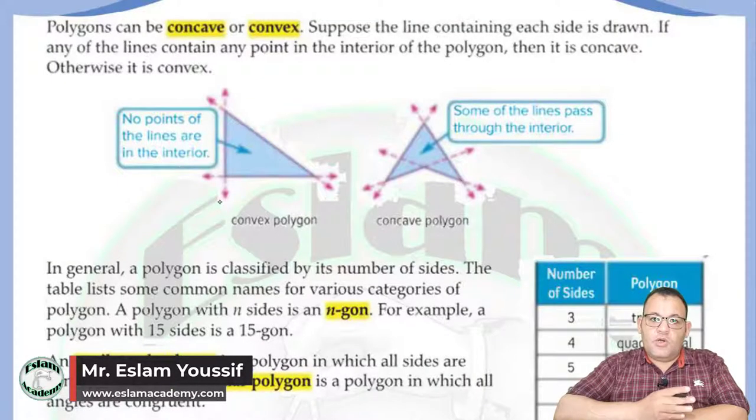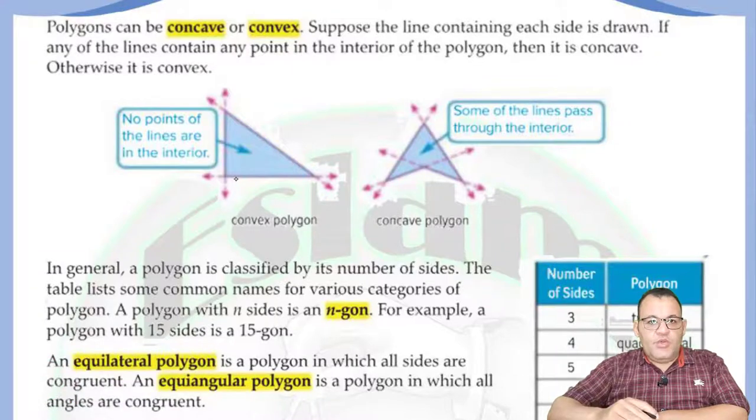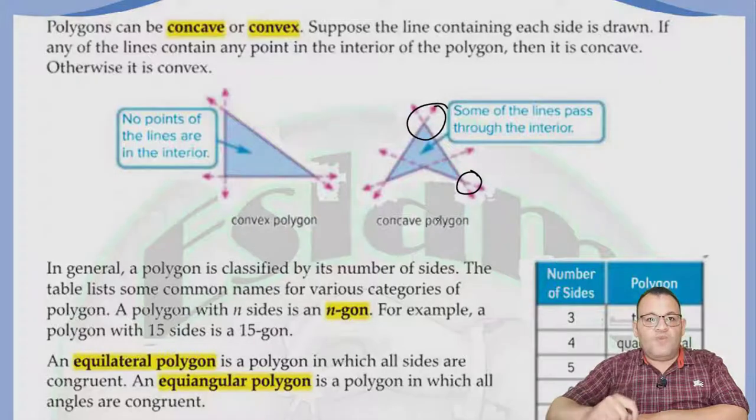We have two different types of polygons. The first one is called convex and the second one is called concave. How can we differentiate between them? If you can draw any straight line and all of the vertices of the polygon lie on one side of this straight line, then this shape is convex. But if you can draw a straight line and divide the vertices of the polygon, one group at the right and the other at the left, then this shape is a concave polygon.